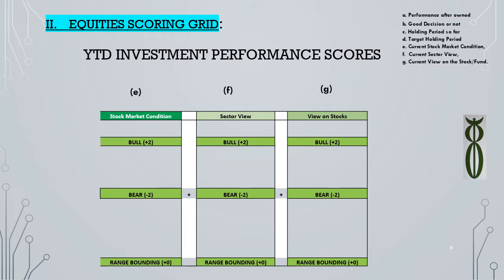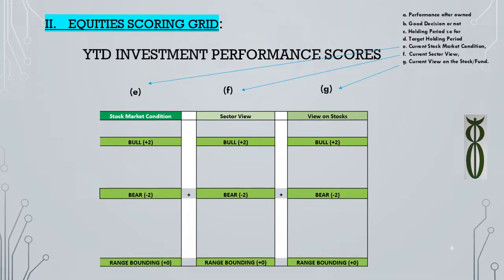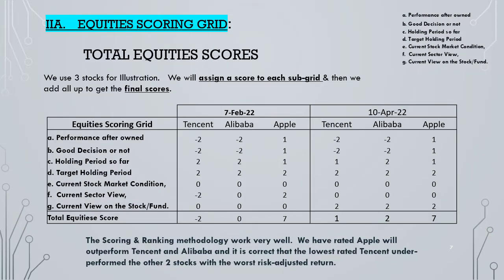Okay, now the second part of the scoring grid is we focus on the current view. So your current stock market condition, bull, bear, or range bounding, you have a score for it. Your sector view, favorable or not. And then on the particular stock or fund, whether you have a bullish or bearish view. Then with all the scores, you add them up and it becomes a total score.